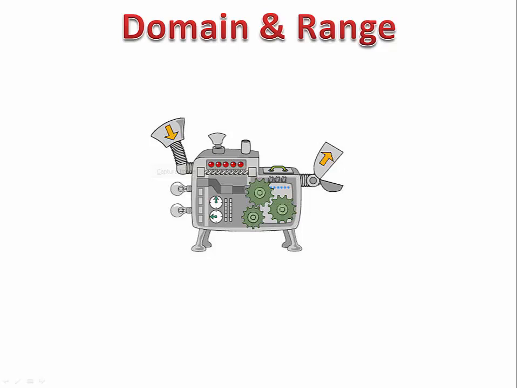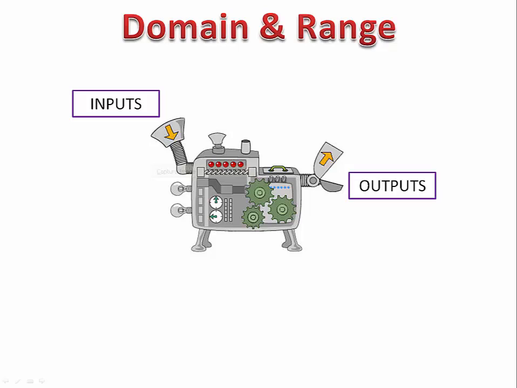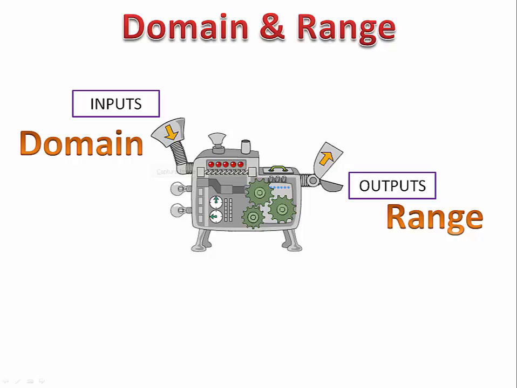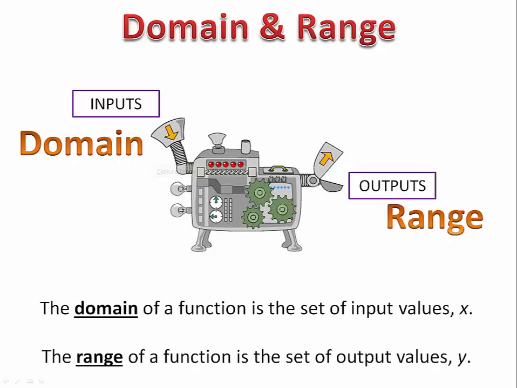When working with functions and relations, we often want to know what inputs and outputs are valid. The inputs are known as the domain, and the outputs are known as the range. The domain of a function is the set of input values. These are usually x. The range is the set of output values. These are usually y, or f of x.